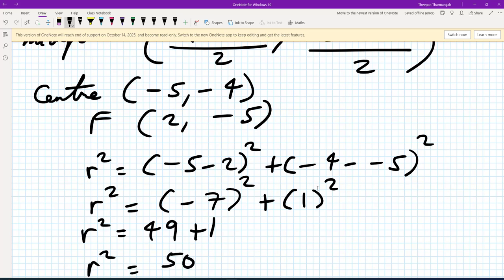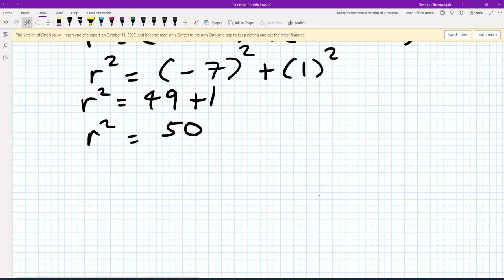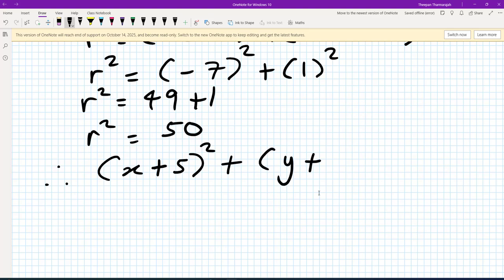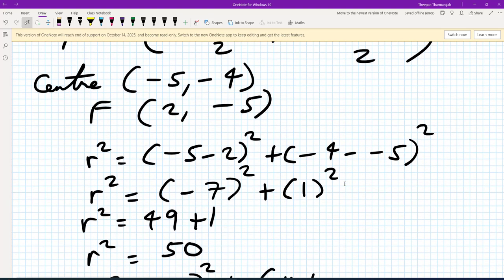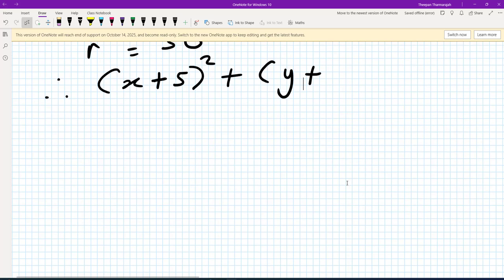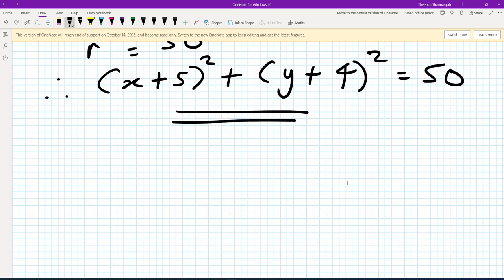So therefore, the equation of the circle required, the center is at (-5, -4). Therefore, the equation of the circle is (x plus 5) all squared plus (y, check the center, plus 4) all squared equals 50. And we're sorted.